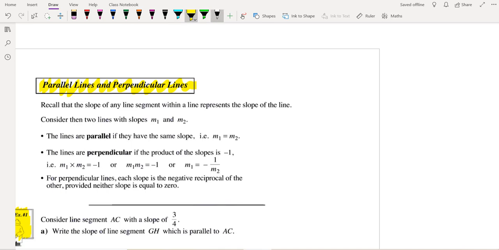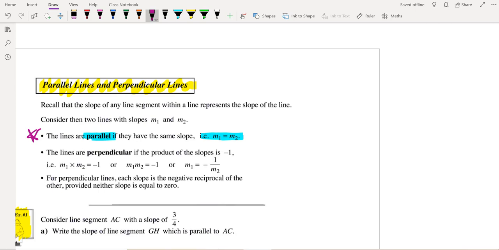Parallel lines are lines with the same steepness and the same slope. So if I were to give you the slope of one line, and they are parallel, the slope of the second line is going to be the same. That's a factoid that I want you to know.